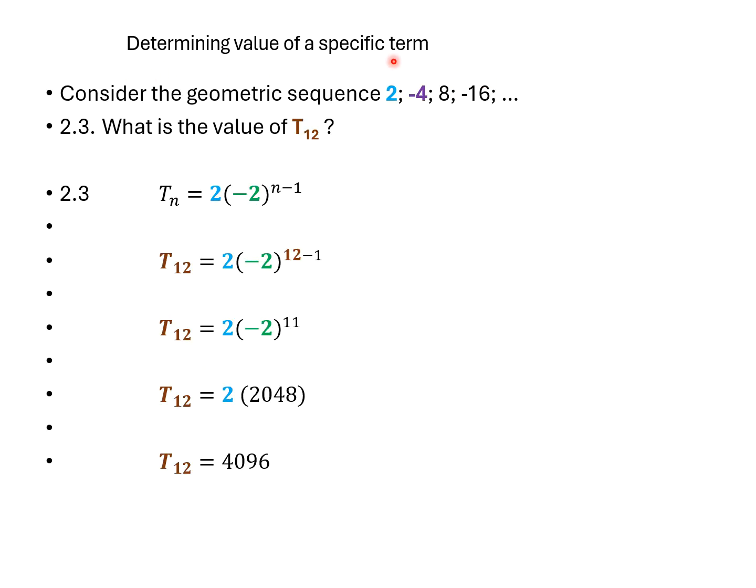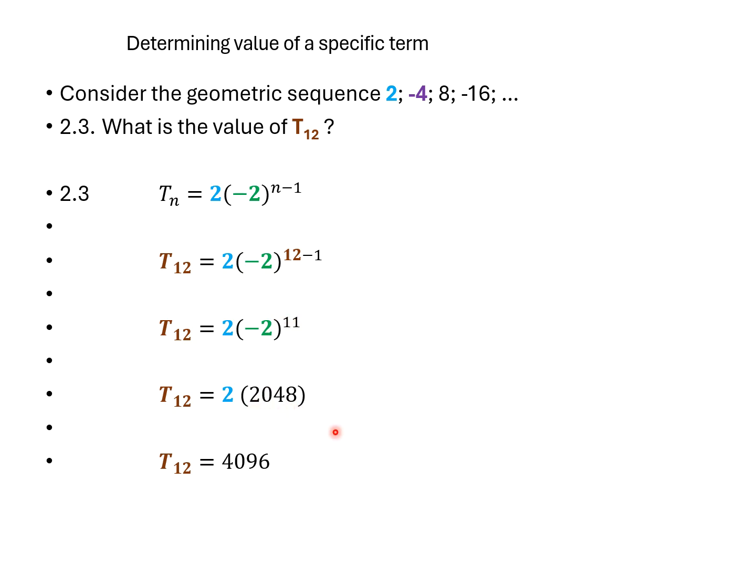Determine the value of a specific term. Consider the geometric sequence 2, negative 4, 8, negative 16. The value of term 12. So A is 2. R was negative 4 divided by 2, which gave me negative 2. We want term 12. So in the place of n, we place 12, and 12 minus 1 would give me 11. So negative 2 to the power 11, which should give me negative 2048.